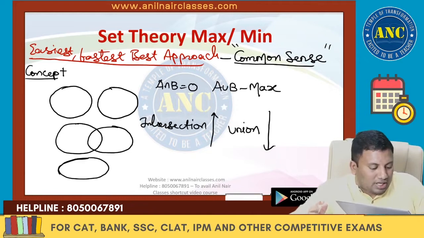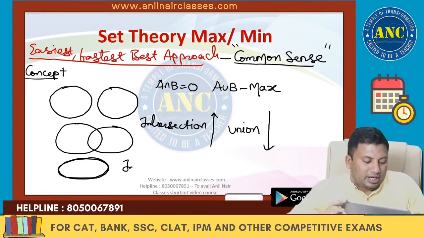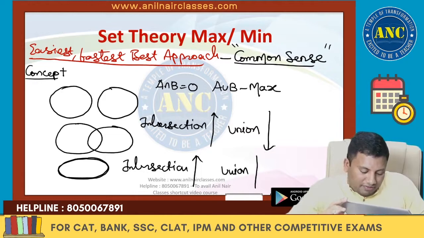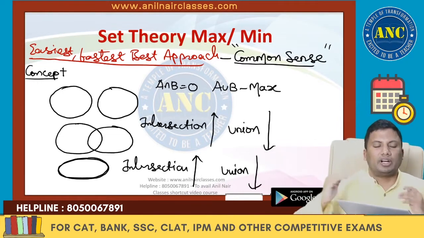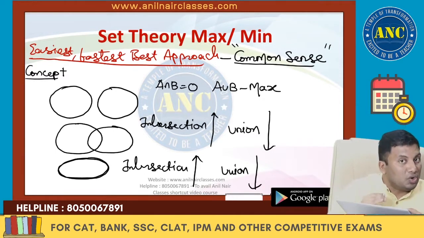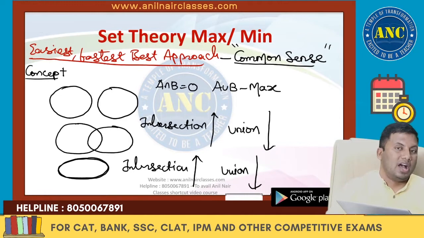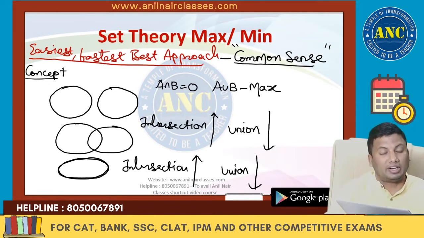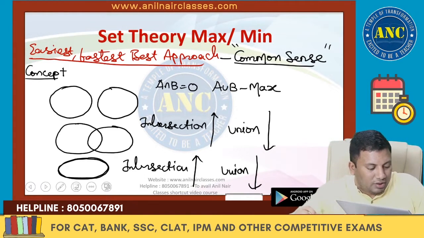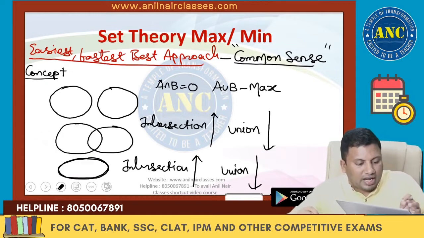Observe again two circles coming together. The intersection value is further increasing. The union value is further decreasing. Am I right? That means union and intersection values are inversely related to each other. That means a simple concept. Please write down this approach after understanding this.